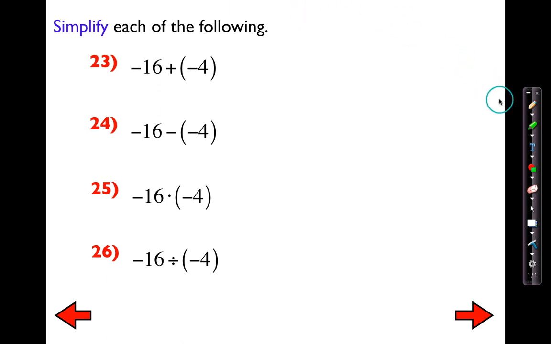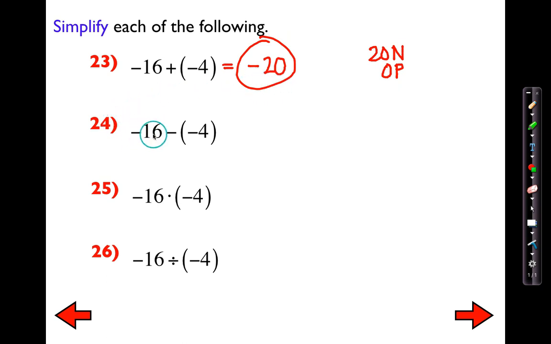Okay, so let's take a look. For number 23, we have negative 16 plus negative 4. Well, here we're just going to compare. I notice I do have more negatives. How many negatives do I have? I have 16 here and 4 here, so altogether I have 20 negatives. How many positives do I have? I have none. So how many more negatives are there than positives? I would say 20. So the sum of those two numbers is negative 20.